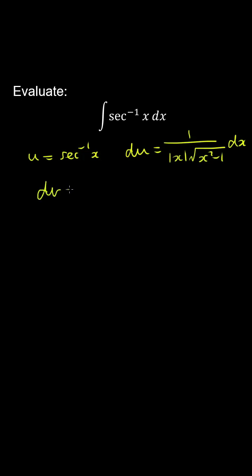Let's evaluate this integral. So our option is to use integration by parts, because we know how to differentiate arcsec. And du is equal to 1 over the absolute value of x by the square root of x squared minus 1 dx, where x is going to be greater than 1. And therefore dv is dx, and v is equal to x, and therefore we can write the integral as x by the arcsec of x minus the integral of v du.